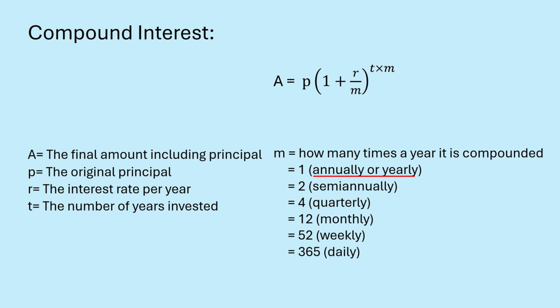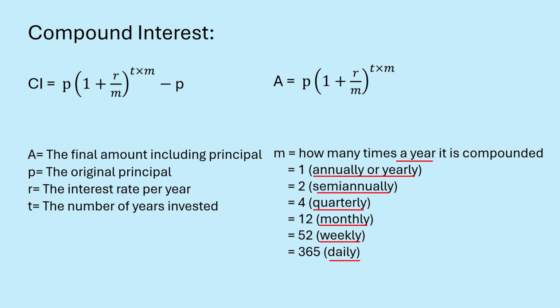For annually or yearly, M is equal to 1 because M is in a year unit. For semi-annually, it is 2. For quarterly, it is 4. For monthly, it is 12. For weekly, it is 52. For daily, it is 365.